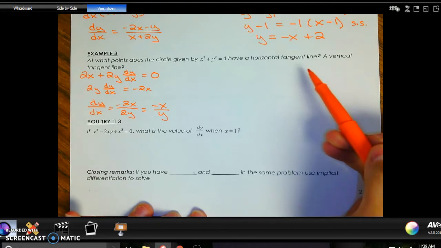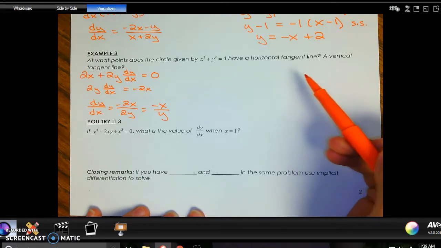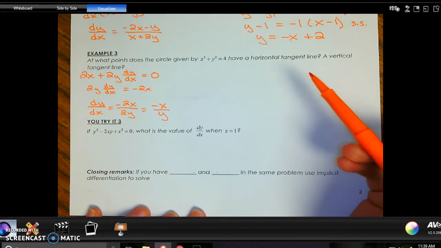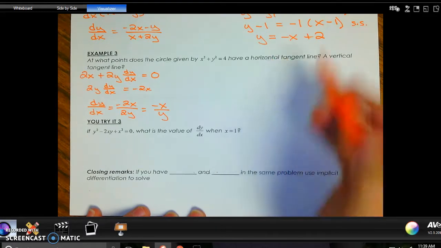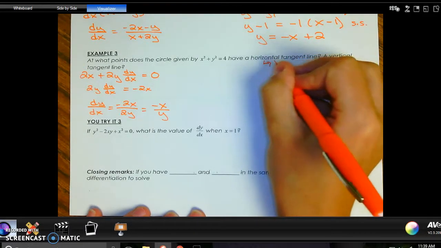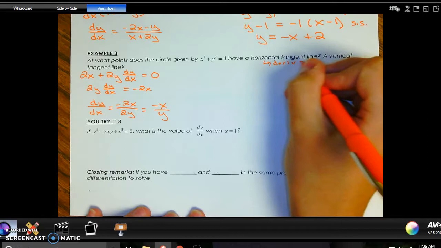Well, a horizontal tangent line means you're going to take a derivative and set it equal to 0, because horizontal lines have a slope of 0. What is slope in calculus? That means the derivative. So I need to take the derivative and set it equal to 0. So derivative equal to 0.